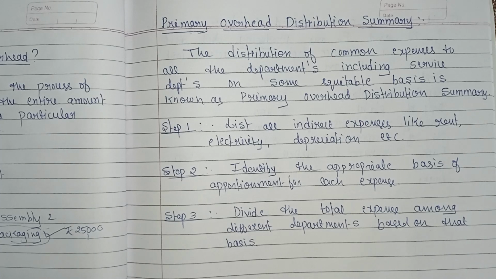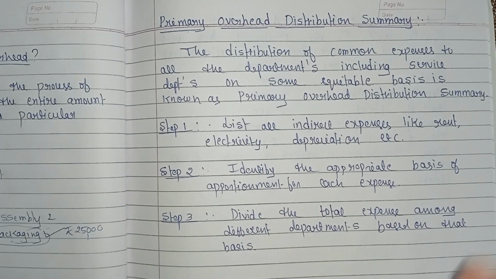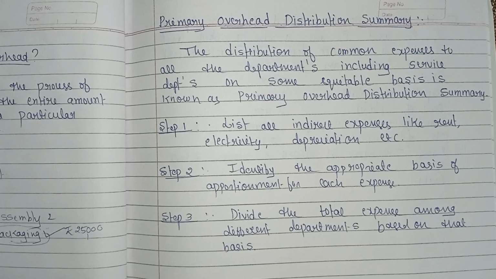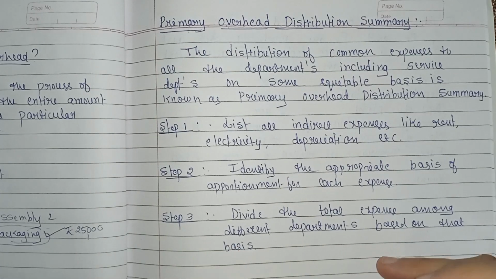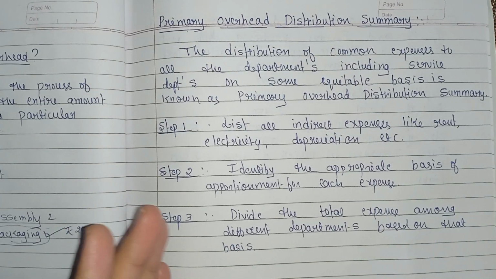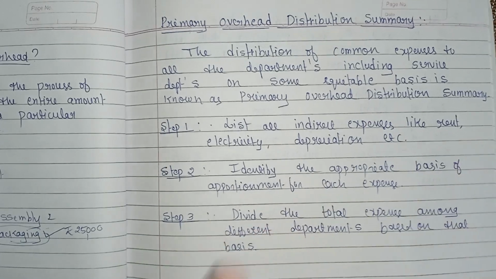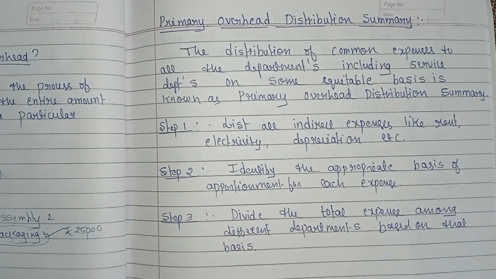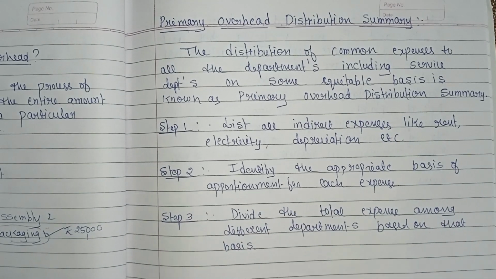In this primary overhead distribution summary, we are allocating or distributing the indirect or common expenses to all the departments, that is, production and service departments. That's it. Clear? So let's solve one problem. See here. One minute.